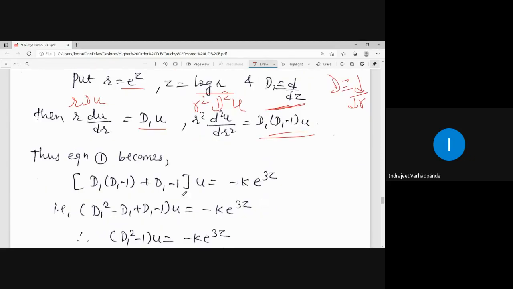So equation 1 becomes d1 into d1 minus 1 plus d1 minus 1, into u is equal to this. r cube becomes e to the power 3z because r is e to the power z.